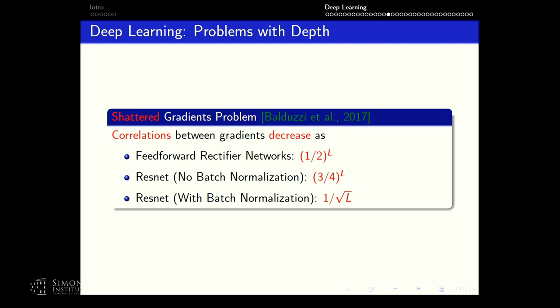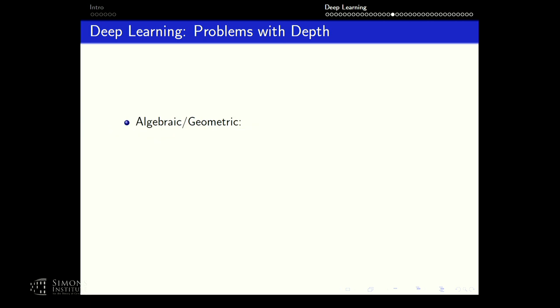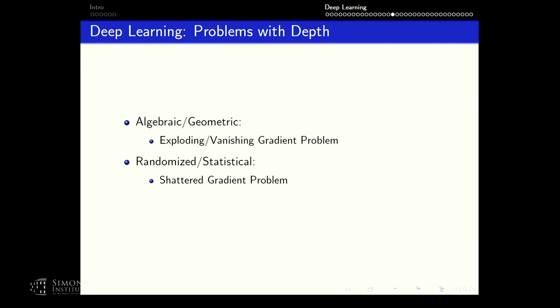So just looking at the problem in a randomized way, you all of a sudden came up with a new problem that didn't exist before. And this was very interesting to me. And as a result, we started to look at it in that direction. So we already knew the algebraic geometric issues that can go wrong, exploding and vanishing gradient problems, and so forth. The statistical randomized approach, those guys came up with the shattered gradient problem.